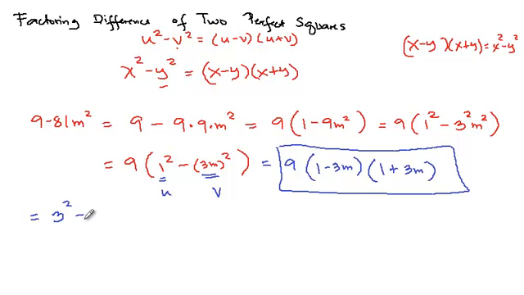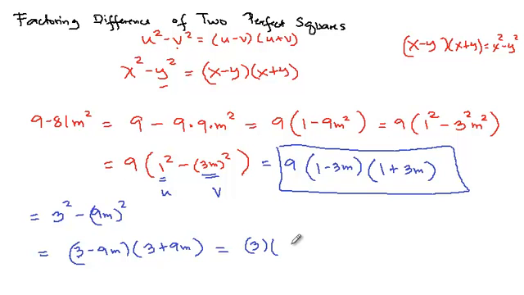3 squared minus 9m squared, right? Is that correct? Okay, correct. And then you can express this as 3 minus 9m times what? 3 plus 9m. But as you can see, you don't need to do that because there is a common factor. 3 is common to both, so you'll have here 3 times 3 minus 1 minus 3m. How about this one? 3 is common to them, so you take out 3, and you have 1 plus 3m.